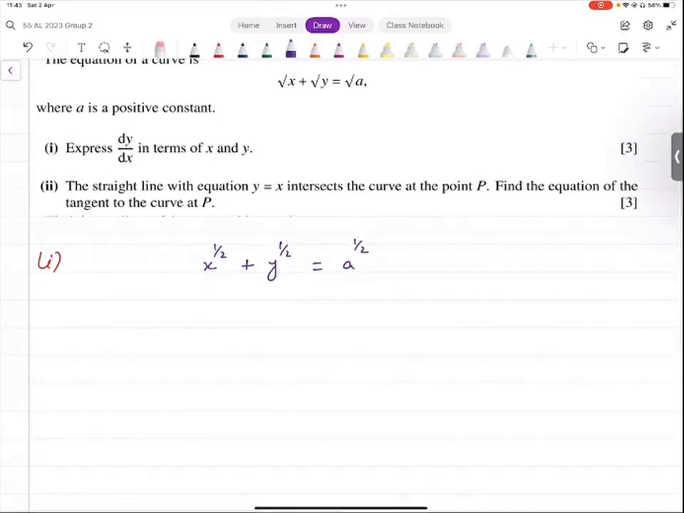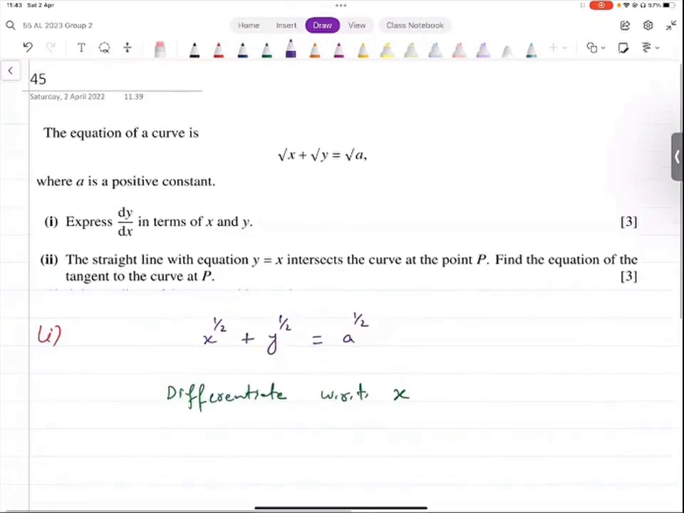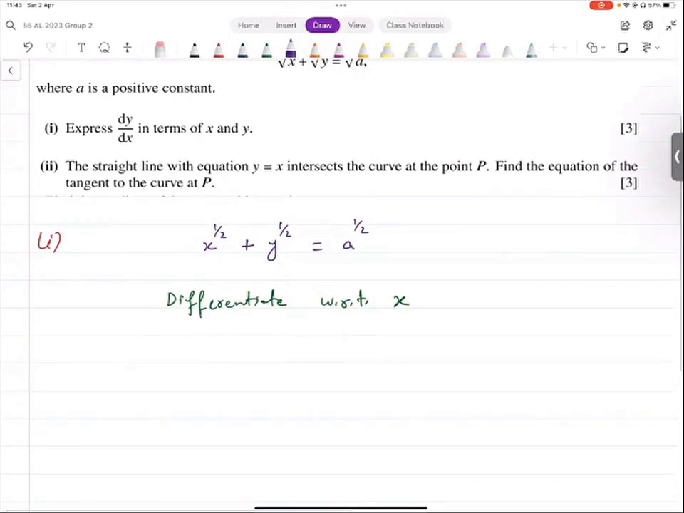Implicit differentiation. x raised to power 1 over 2 का derivative हम यहाँ पे लिख लेते हैं. जरूरी नहीं है लिखना, but it's just to keep this in mind consciously कि हम जो differentiate कर रहे हैं, हम with respect to x कर रहे हैं. क्यों? उसने यहाँ पे क्या कहा? dy with dx. डिनोमिनेटर में क्या आ रहा है? In terms of x and y. मतलब जो रिजल्ट आएगा उसमें x और y दोनों आ रहे होंगे, राइट?